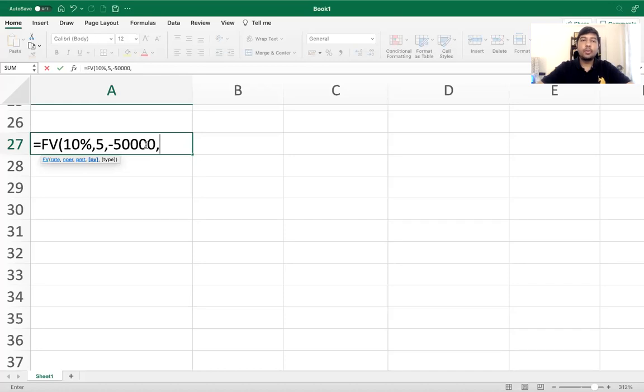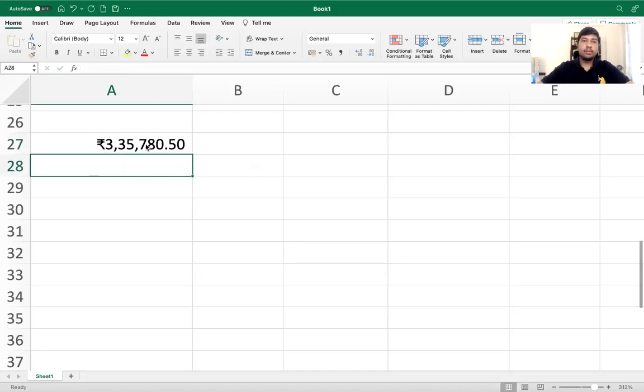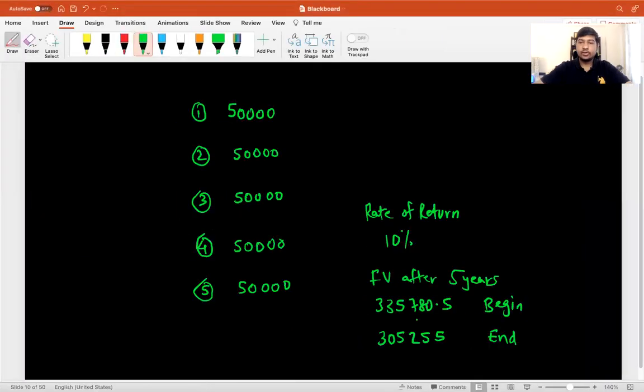It will prompt you to put present value. Since nothing is invested one time today, it will be 0. Then it will prompt you to put whether the investment is starting today. If yes, press 1. If it is starting later, then press 0. So since we want to find out the future value, assuming the cash flows start today, press 1, close the bracket and press enter. So when you do that, you get 3,35,780.50, which is exactly the same that we got over here.